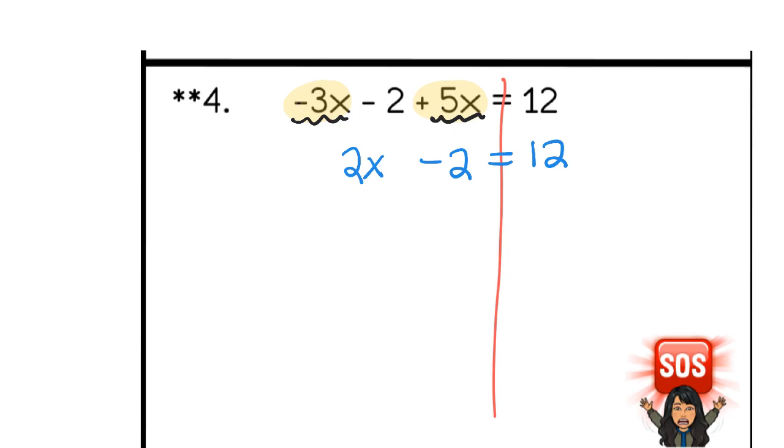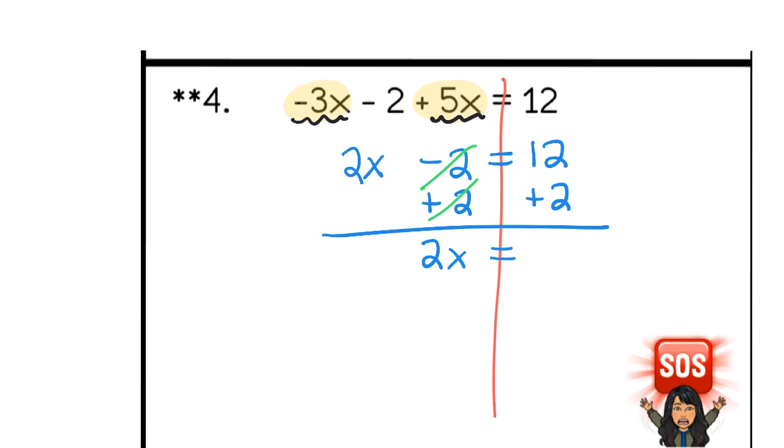How do I get rid of a minus 2? Opposite operation, which means add 2. That leaves us with these guys gone, and 2x equals 12 plus 2, or 14.